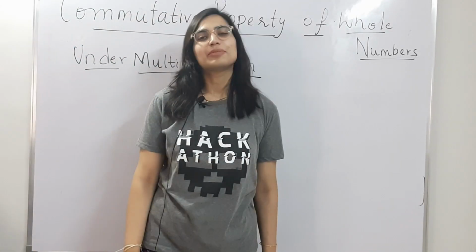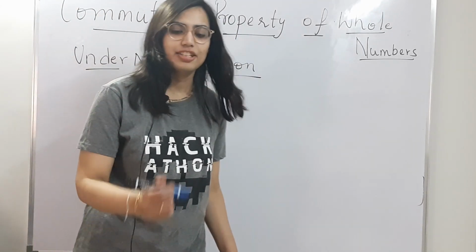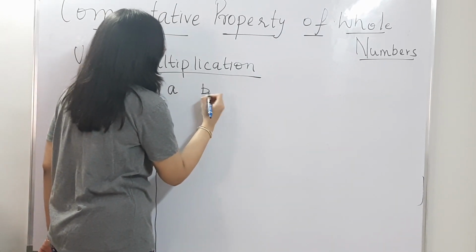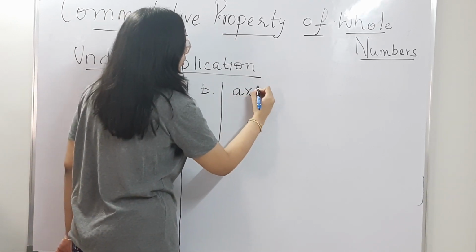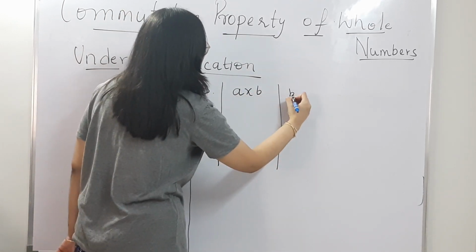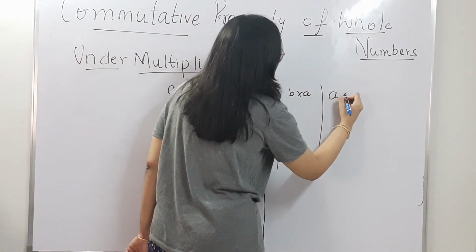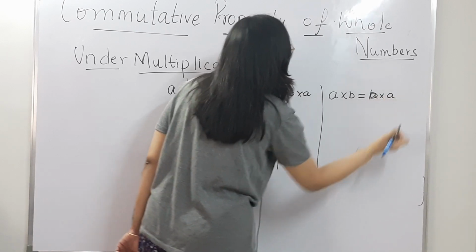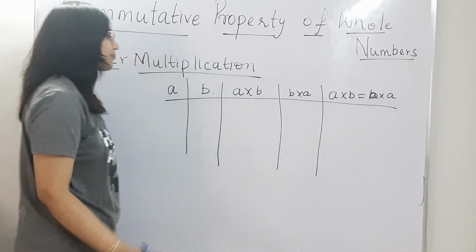Now we'll see commutative property of whole numbers under multiplication. For example, let's take two numbers A and B in the same way as we have done before. And let's try to find out A into B and B into A, and then let's see whether A into B is equal to B into A. Okay, so this is a table that I will make.